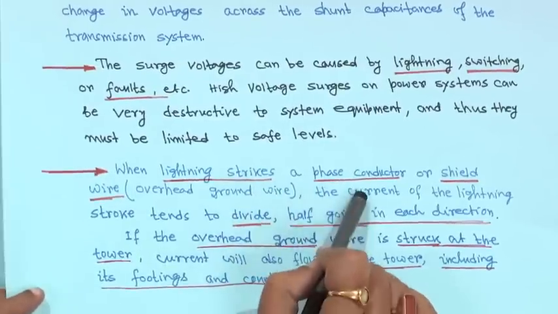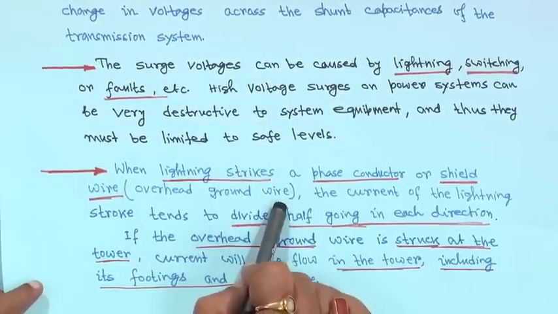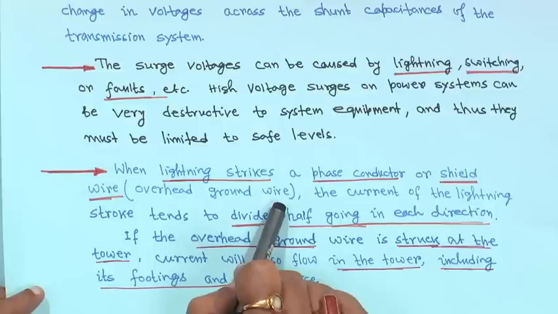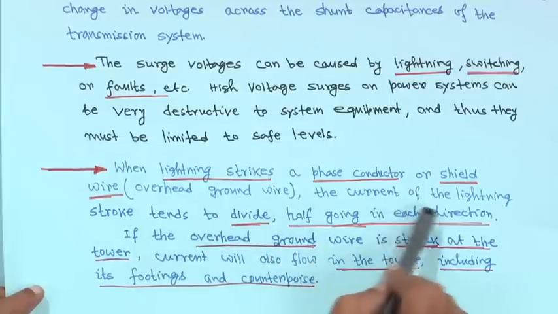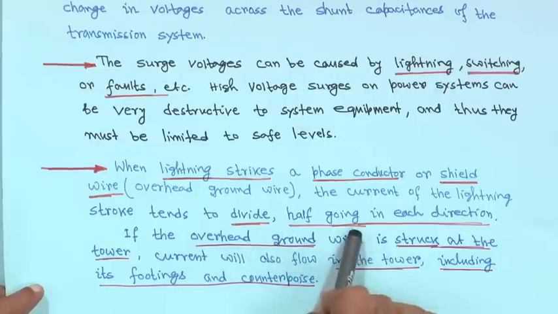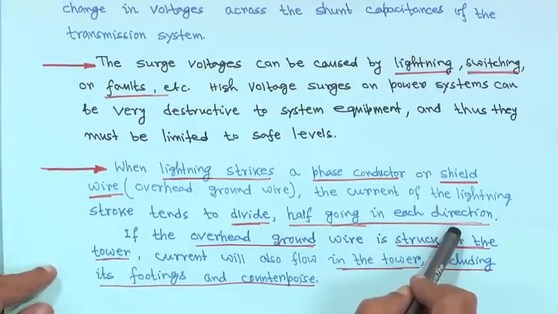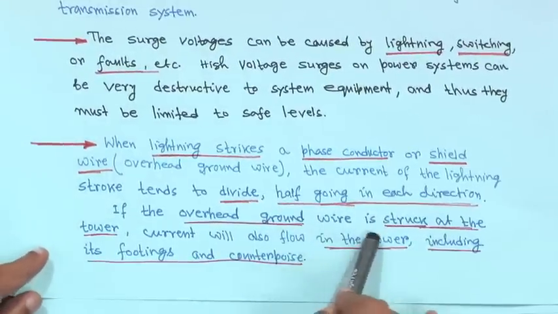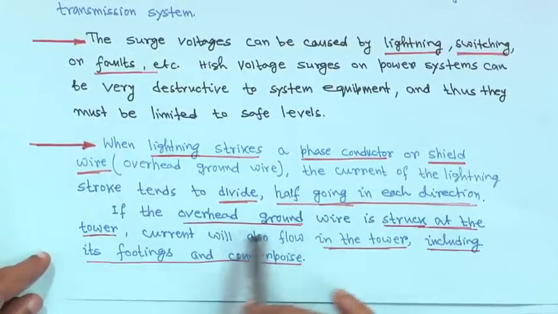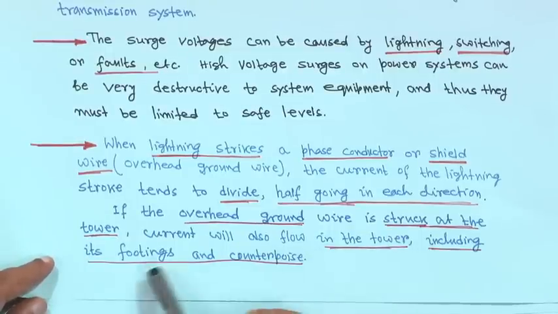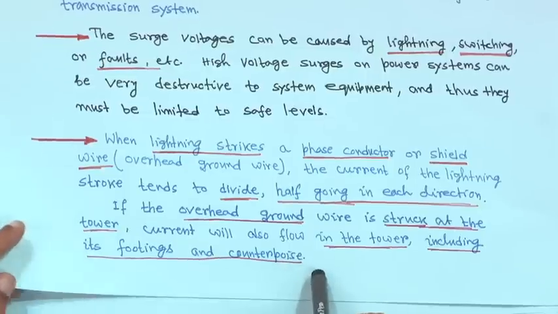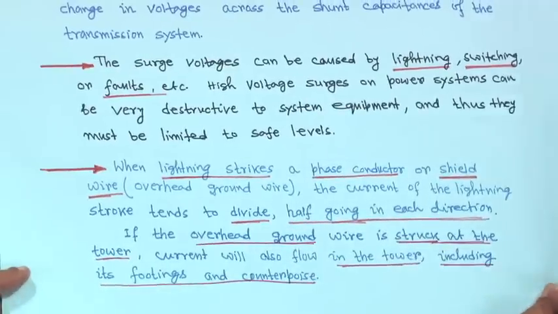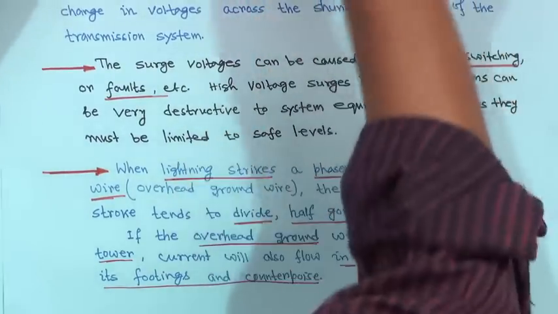When lightning strikes a phase conductor or shield wire or a ground wire, right. If you look at any tower, you will see that one ground wire is there at the top of the tower. So, the current of the lightning stroke tends to divide, half going in each direction. I mean, when a lightning stroke happens, that wave actually moves to both sides, half each. If the overhead ground wire is struck at the tower, current will also flow in the tower, including its footings and counterpoise. You have to take care of this, because lightning stroke is a very common phenomenon.